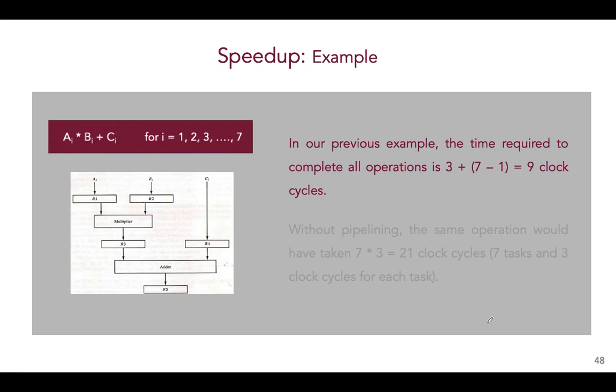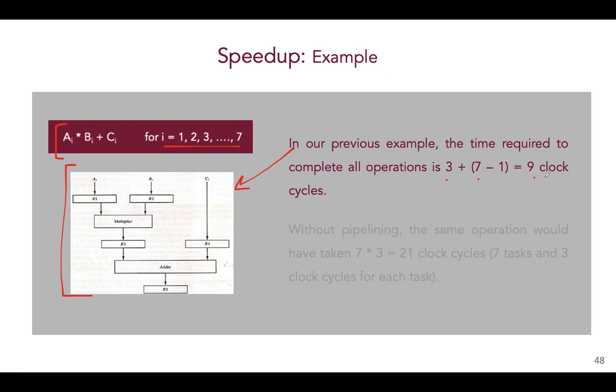Alright, let's take a look at another example. Do you remember this diagram from the previous video? We were supposed to execute this specific arithmetic operation for i equal to 1 to 7. This is the pipeline that we drew for that, a 3-segment pipeline. In this example, the time required to complete all the operations for 7 values of i is K plus n minus 1. K is the number of segments, which is 3 here. n minus 1 in this case is 6. So that gives us 9 clock cycles.